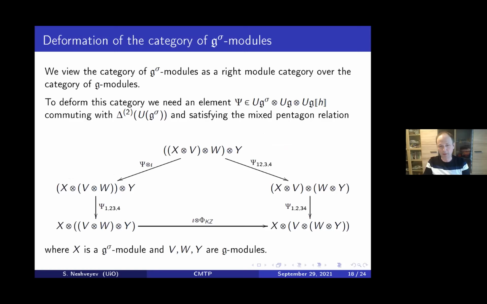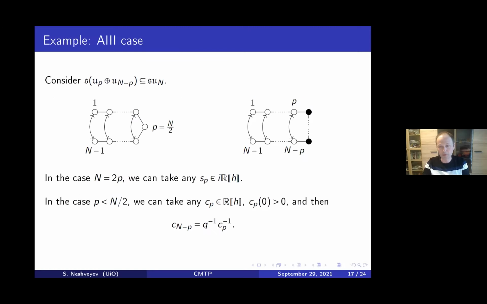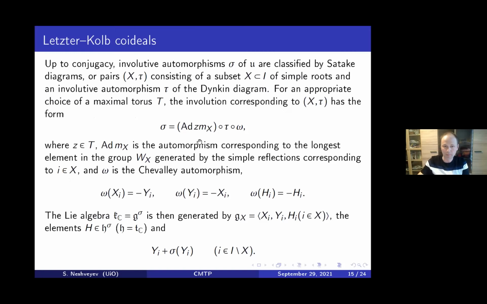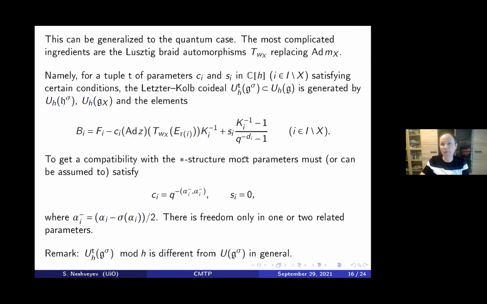So again, maybe I should stress that these co-ideals mean that these are not Hopf subalgebras. So if you apply co-multiplication here, you end up in the tensor product of this subalgebra and this algebra. So this is what co-ideal means.